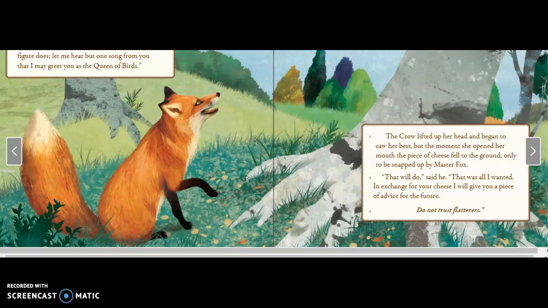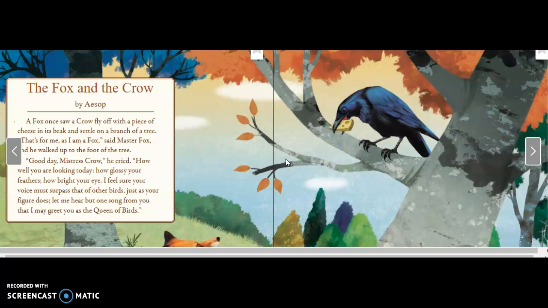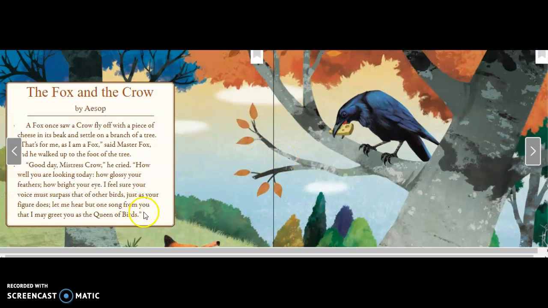The author wants us to know that the fox did not mean those compliments that he was giving to the crow. He was just trying to flatter her so she can open her mouth and sing. He was trying to trick her and persuade her to drop the cheese.